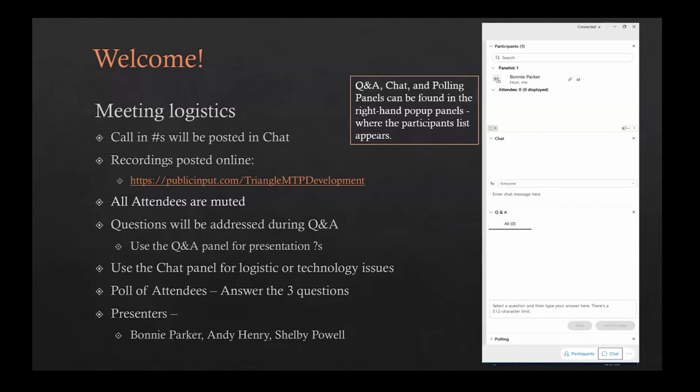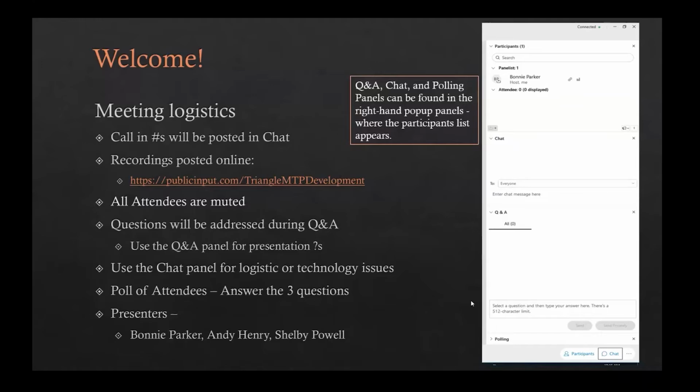In addition to myself, we have two other presenters that are going to deliver most of our content today. The first is Andy Henry. He is the Senior Transportation Planner for the Durham Chapel Hill Carrboro MPO, and he is going to kick us off by explaining exactly what a metropolitan planning organization is and what we do here in the Triangle.